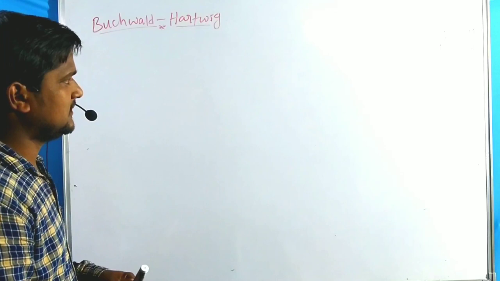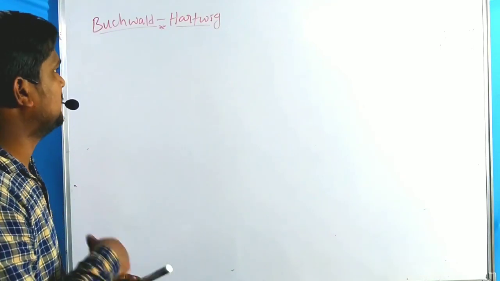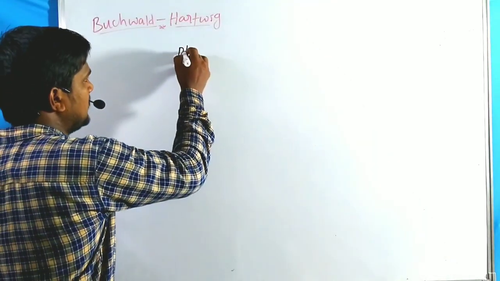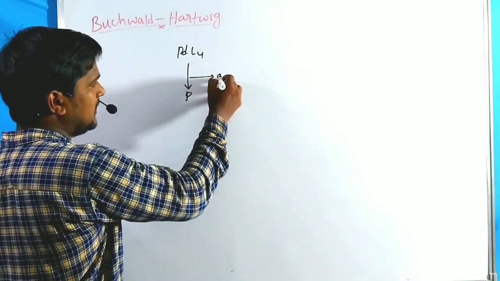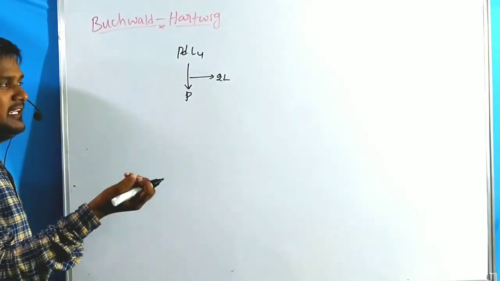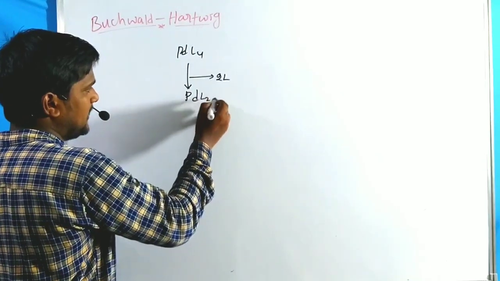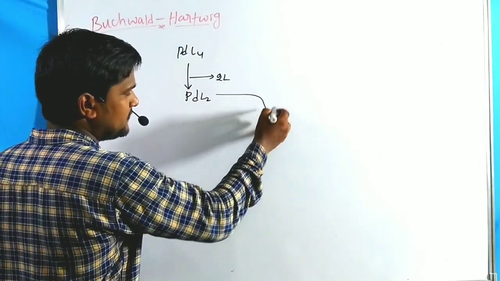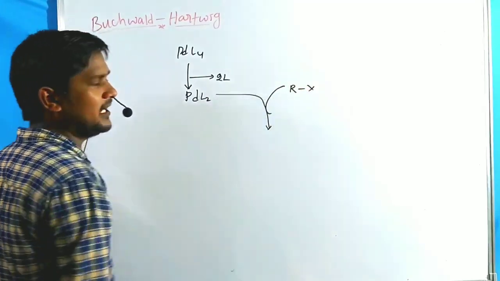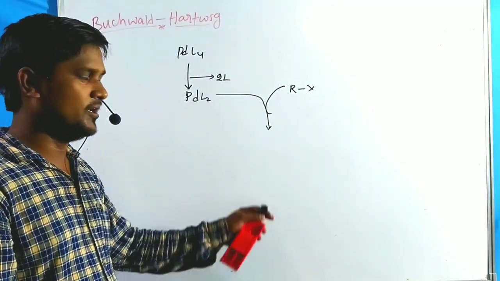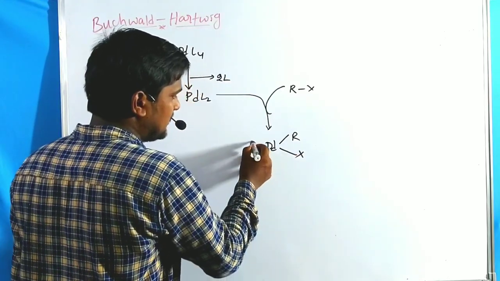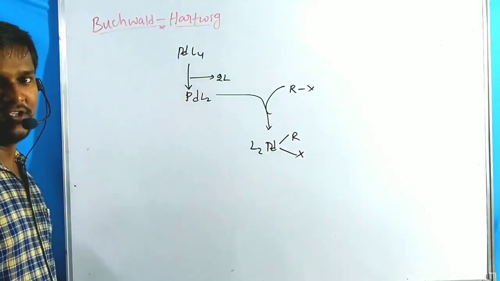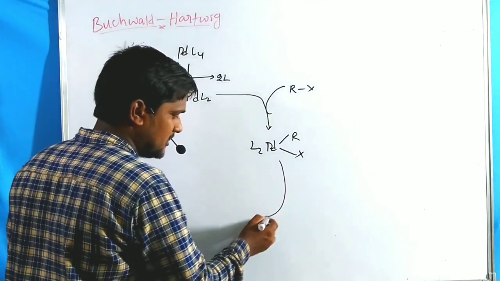Now let us discuss the catalytic mechanism of the Buchwald-Hartwig reaction. Here it is palladium L4, the coordination number is 4. Whenever two ligands dissociate, it creates palladium L2. The first step is addition of the alkyl halide, that is the electrophilic compound. The addition of alkyl halide is the oxidative addition step.